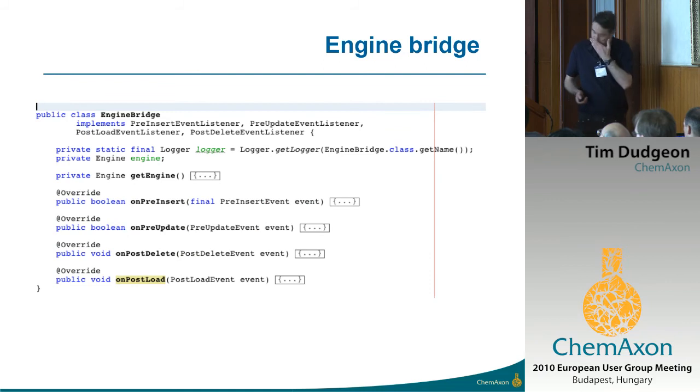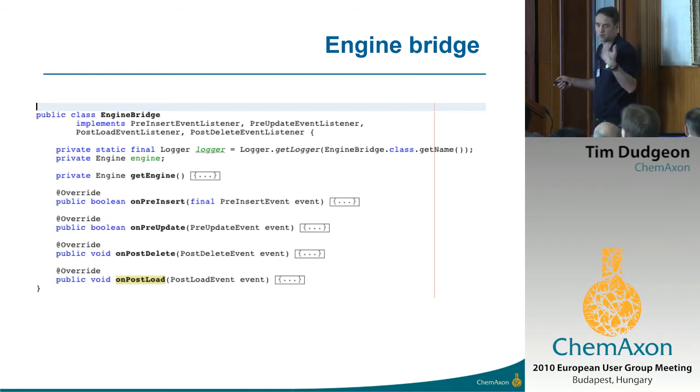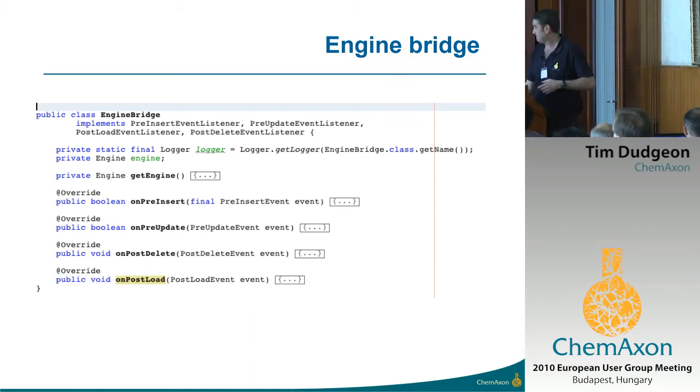So that's the approach. This is what the engine bridge looks like. The methods are hidden, but this is basically what the interfaces are: on pre-insert, on pre-update, on post-delete, on post-load. So these are the hooks into the system that let us load or save or delete the structures.